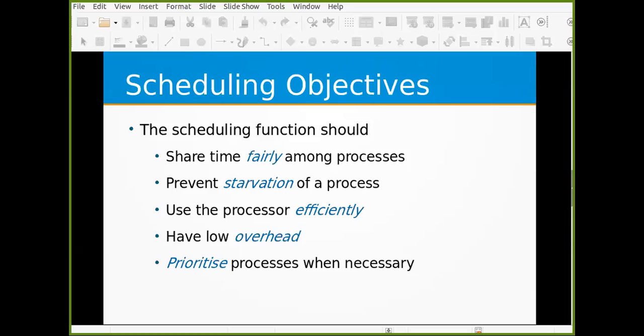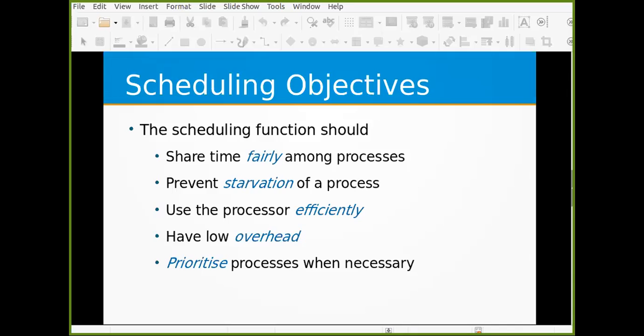Use the processor efficiently, we just discussed, right? It should not be idle, and most of the time it should be executing some process. That is processor efficiency. Have low overhead. There should not be much work which increases the overhead. Process switching is one kind of overhead: when you assign time to one process, and then take the processor back and give it to another process, that is overhead. So this overhead should be lowered.